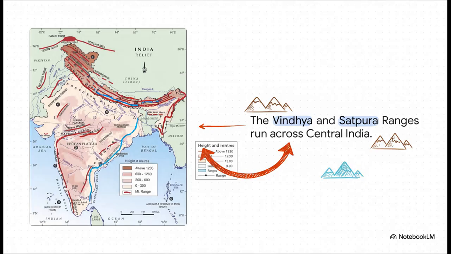Okay, now let's find the two main ranges of central India. Look just above the Narmada River. This east-west line here is the Vindhya Range. And just below it, south of the Narmada, is its partner, the Satpura Range. So it's Vindhya on top, Satpura below. And the Narmada River flows right between them.